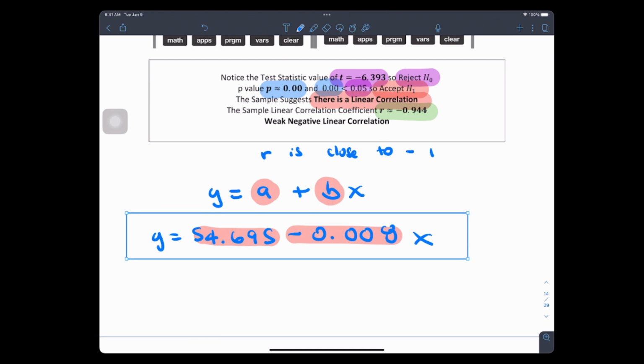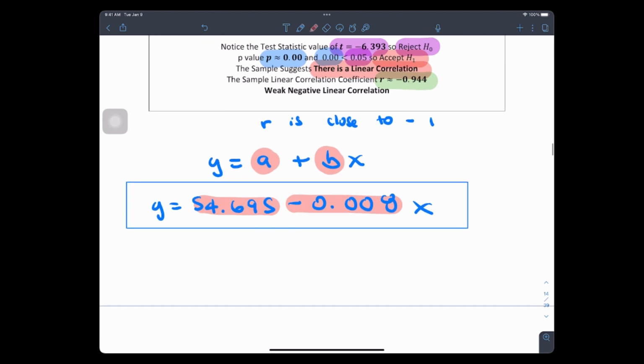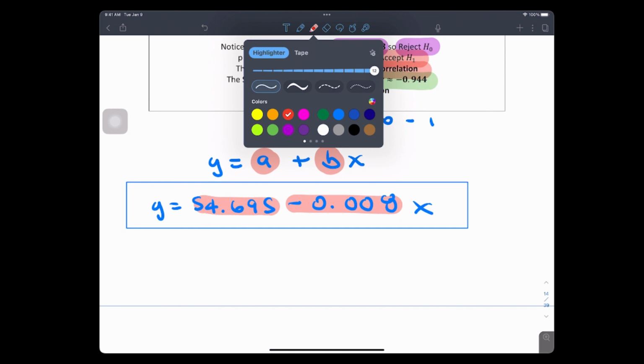That's what they're looking for. Why do they want this equation? Do you guys know why they want it? So you can be predictive. So all you got to do is give me now an X value.